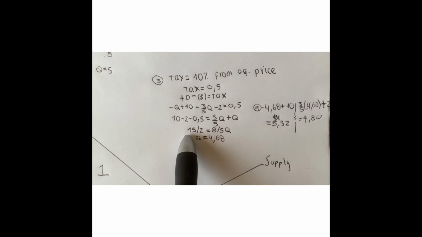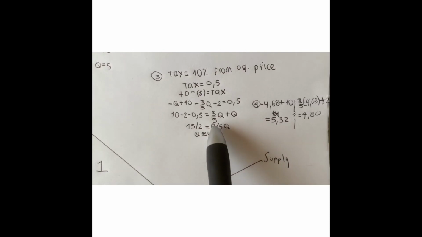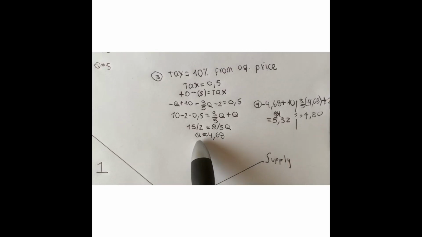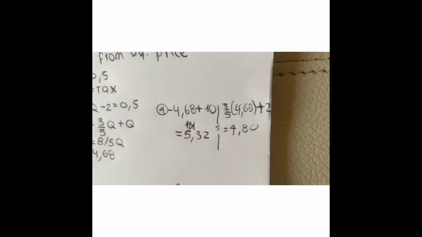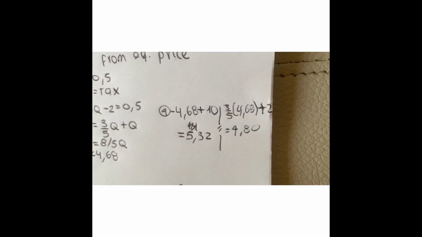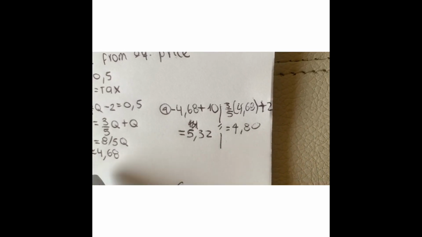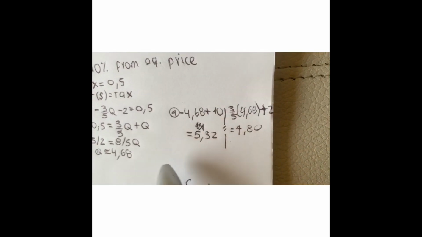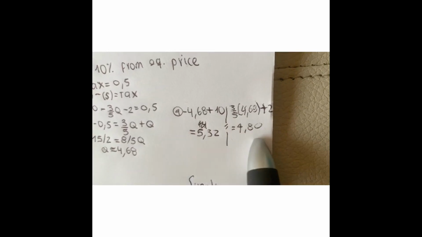On this side is 15/2 equal to 8/5 Q, and Q is 4.68. Now, to know the two prices, we just replace Q equal to 4.68 in both equations, demand and supply, and we get two prices with taxes.